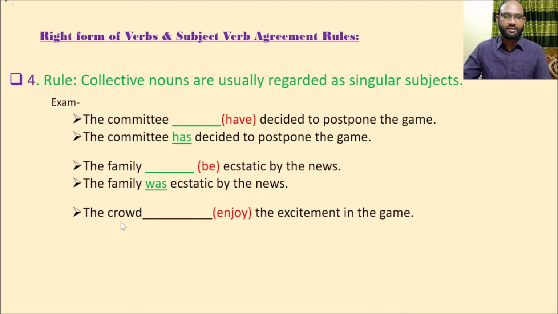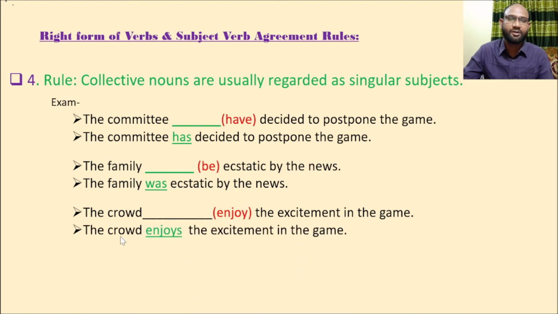Next one, the crowd dash in the bracket enjoy the excitement in the game. Here look at the word the crowd, also a collective noun, and so we'll use after the word a singular form of verb. The bracket verb here is enjoy, so we'll use here enjoys. The crowd enjoys the excitement in the game.